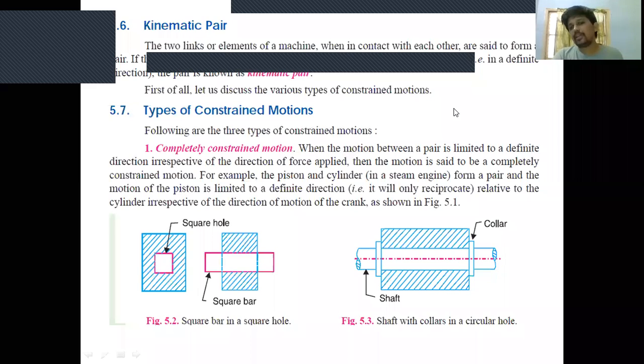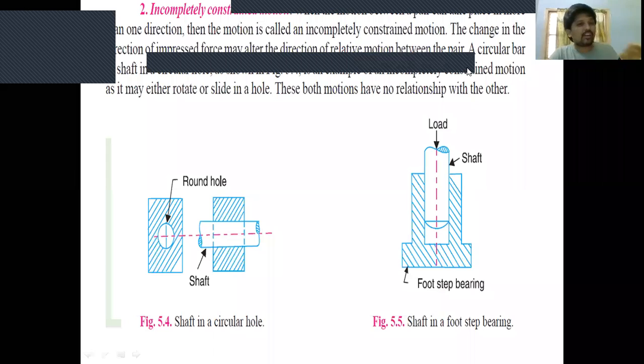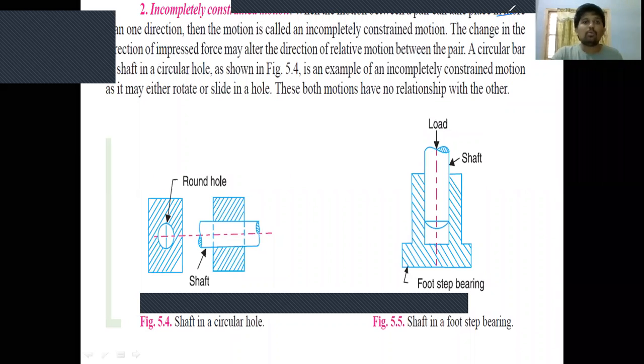The second one is incompletely constrained motion. Here you can have more than one direction of constrained motion. In the previous one, in the completely constrained motions, if you see, you have only one constrained motion. That means you have only one definite direction. Here you have more than one constrained motion. Then it is incompletely constrained motion.